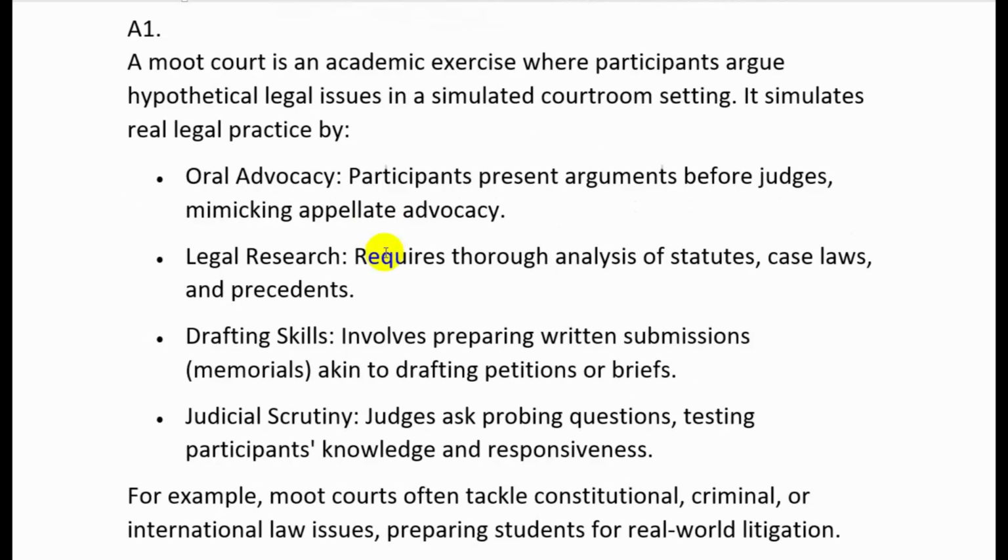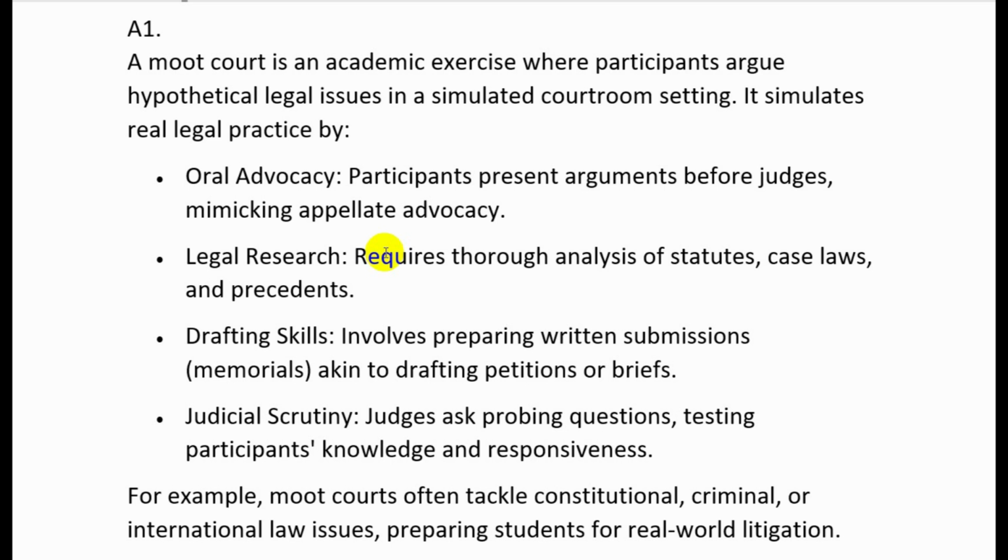A moot court is an academic exercise where participants argue hypothetical legal issues in a simulated courtroom setting. It simulates real legal practice by oral advocacy. That is, oral advocacy means participants present arguments before judges, mimicking appellate advocacy, that is, mimicking or reflecting actual advocacy in a court. Legal research. The moot court argument requires thorough analysis of statutes, case laws, and precedents.